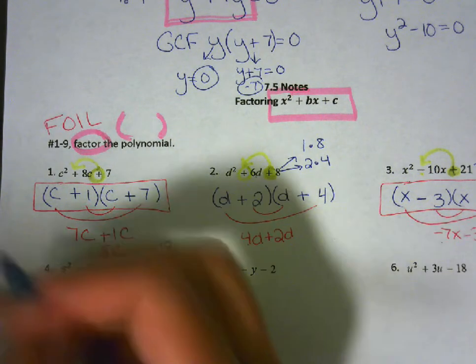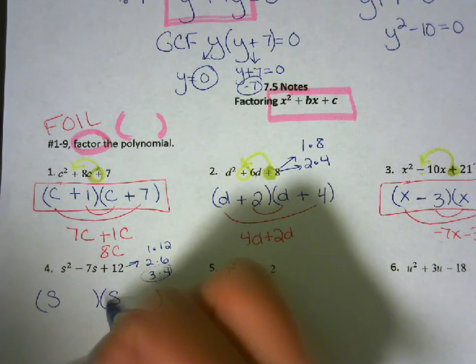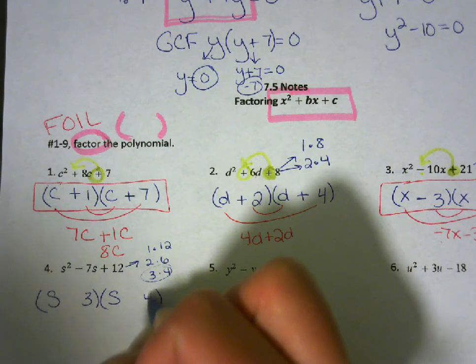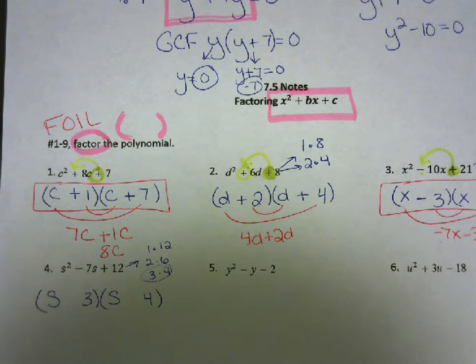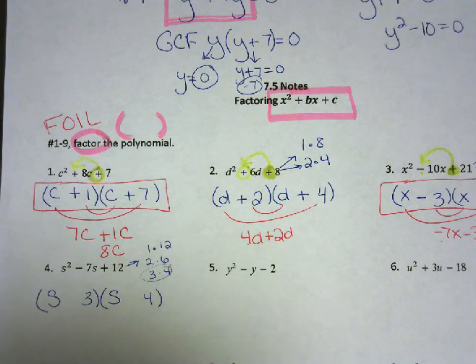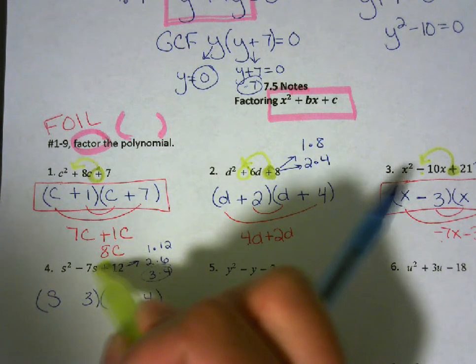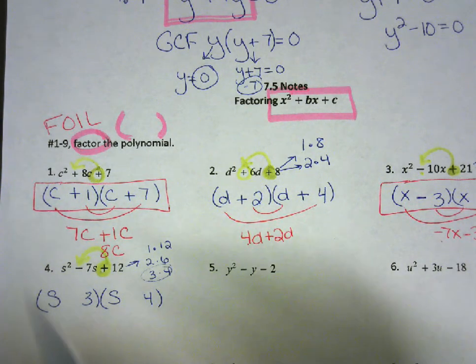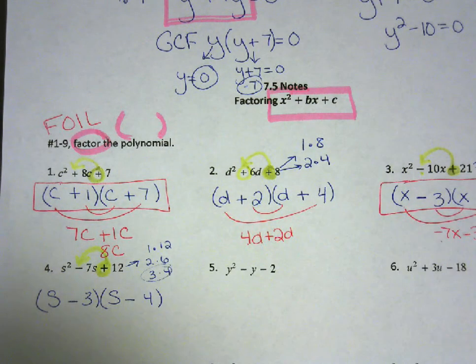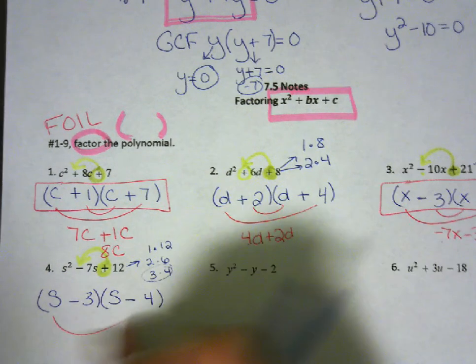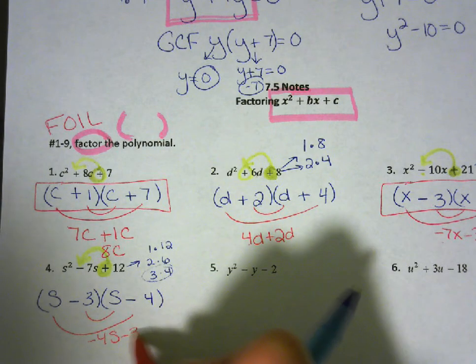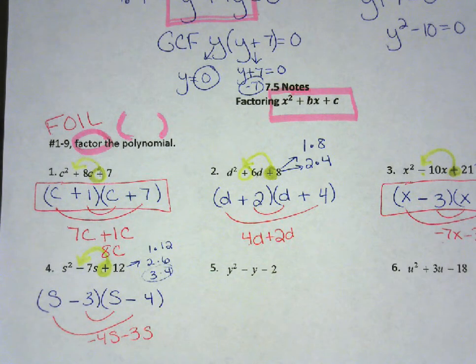So now for s squared, I'm going to use s times s. And then for 12, I'm going to use 3 and 4. And remember, you can put the 4 first. That doesn't make any difference. That's okay. And then once again, if I look at my symbol, because this is an addition, when I look back, that means it's both subtraction. So I know this is a minus and a minus. And then when I check my outer, I have a negative 4s. And when I check my inner, I have a negative 3s. So I know I've done it right.